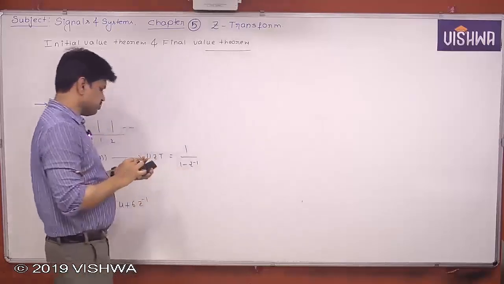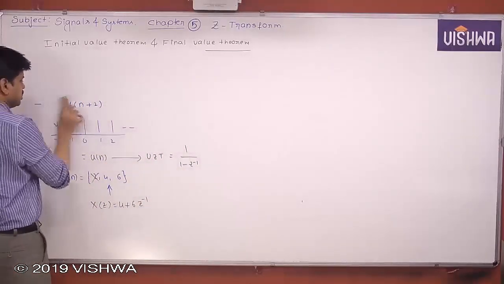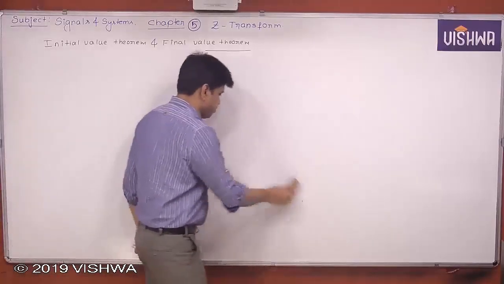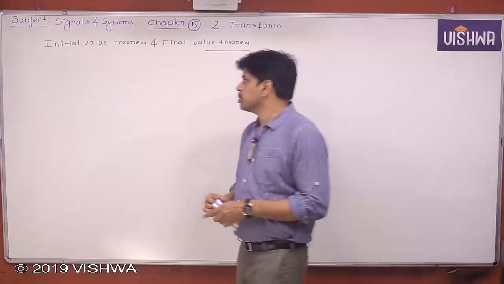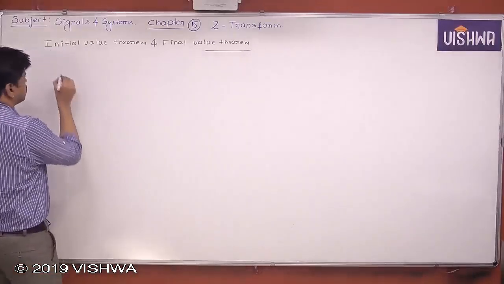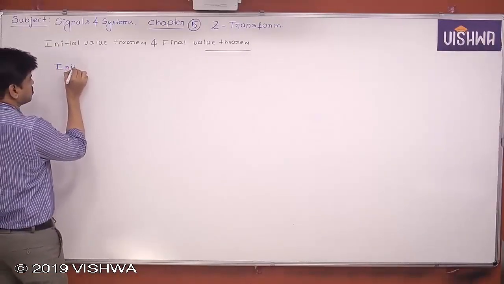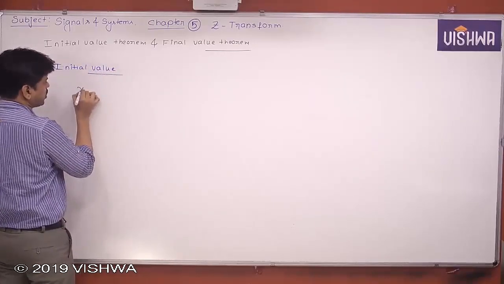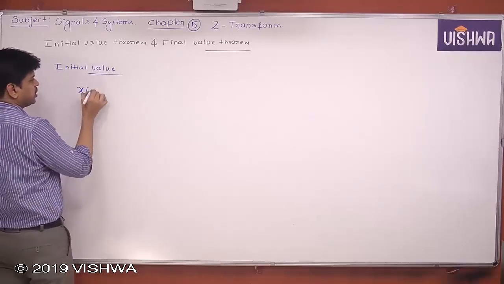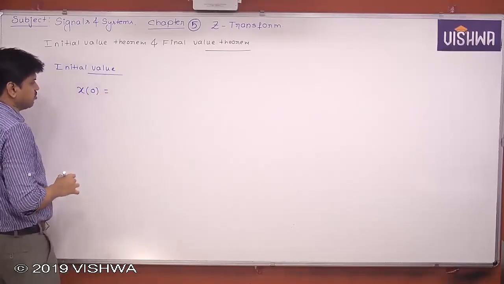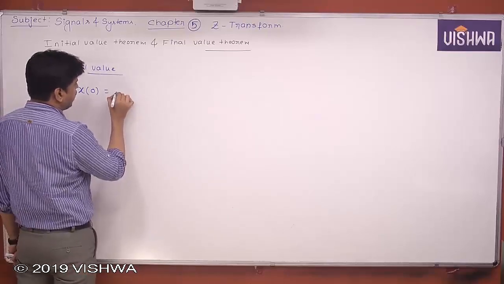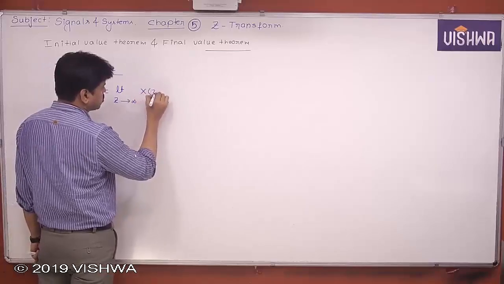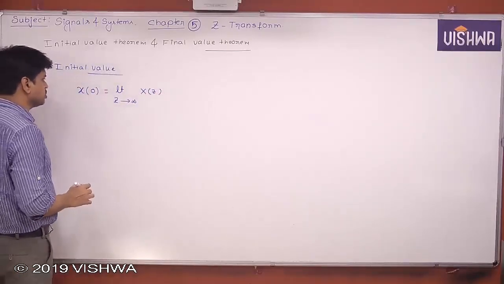So these are a little bit different than the continuous time case. Let's see how different they are. Initial value. Initial value means, suppose if I know x of n, small x of n, in that if I take n is equal to 0, that is called the initial value. Then this can be calculated from the Z transform also. Limit z tends to infinity x of z only. So there is no factor z here. That is the one thing which is different.